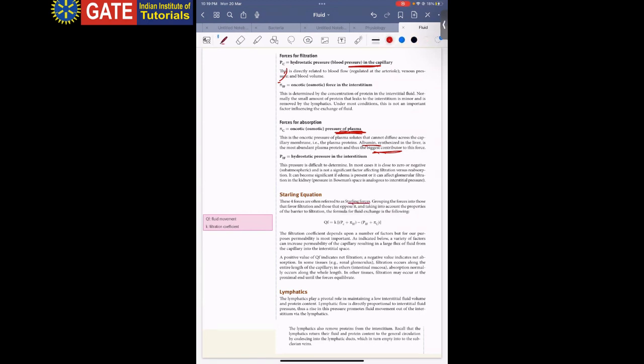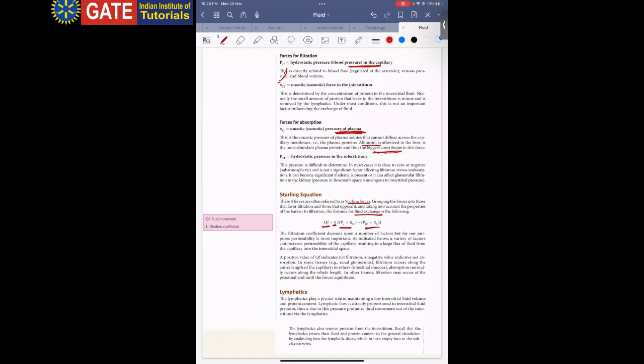And using the Starling forces or the Starling equation, we can calculate the amount of the fluid exchange across any capillary. So the fluid movement, that is the QF, is determined by the KF, that is the filtration coefficient, times the forces of filtration minus the forces of absorption. So that will determine the net amount of the fluid movement. The forces of filtration are the hydrostatic pressure within the capillary and the oncotic pressure within the interstitium. Then minus the forces of absorption, that is the oncotic pressure of the capillary or the plasma and the hydrostatic pressure of the interstitium.